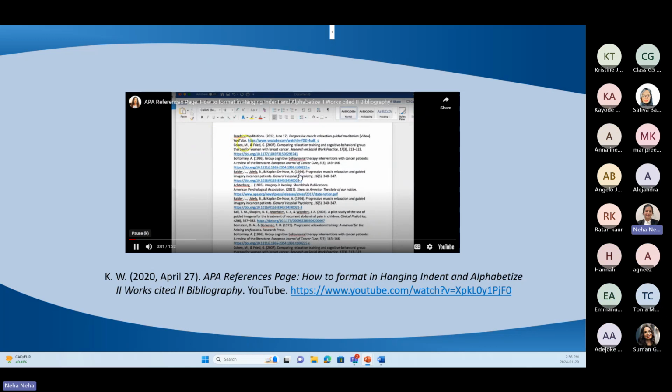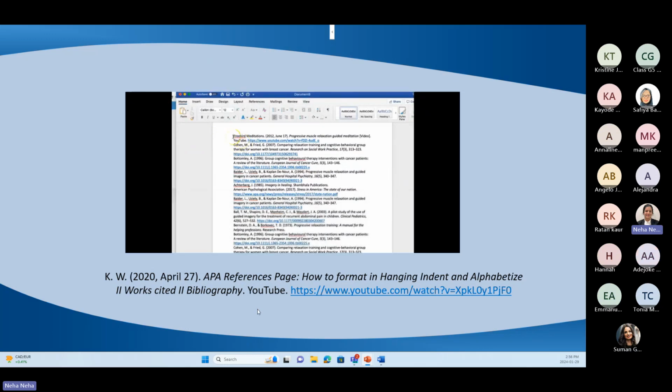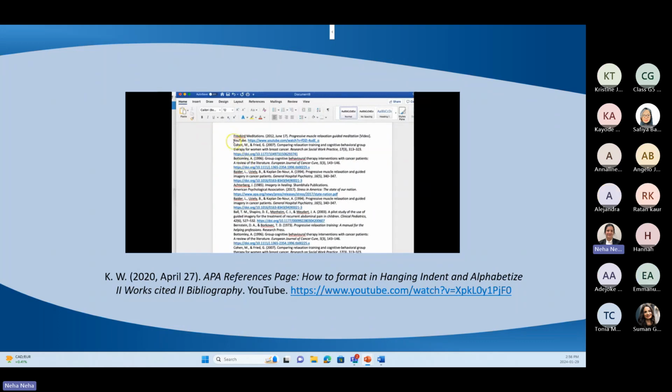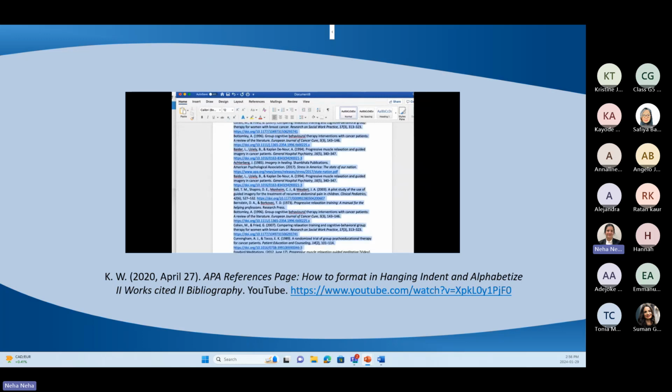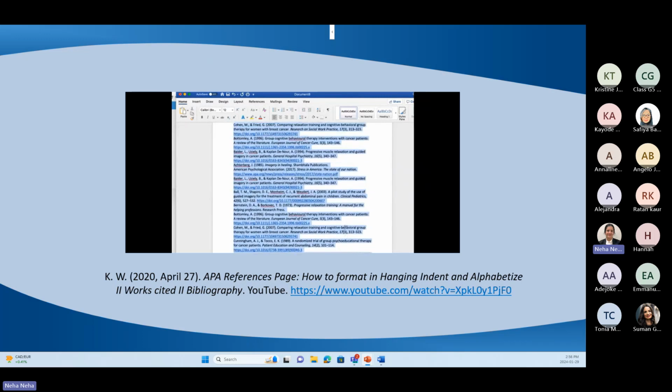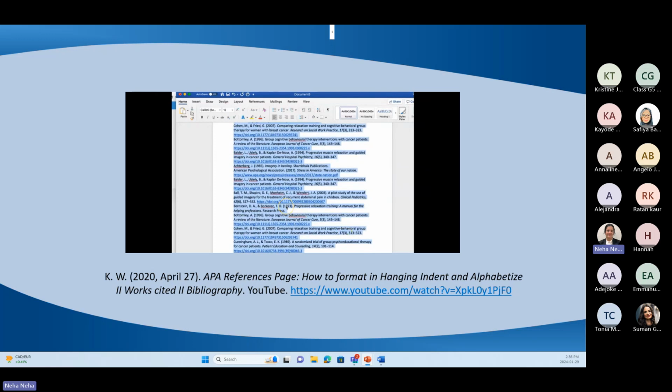All right, so you guys wanted to know how to format your references in hanging indent and how to alphabetize your references. All right, it's simple and easy. What you're going to do is select all the references that we have, and we will go to paragraph. On Mac, you can do it by right click, go to paragraph.